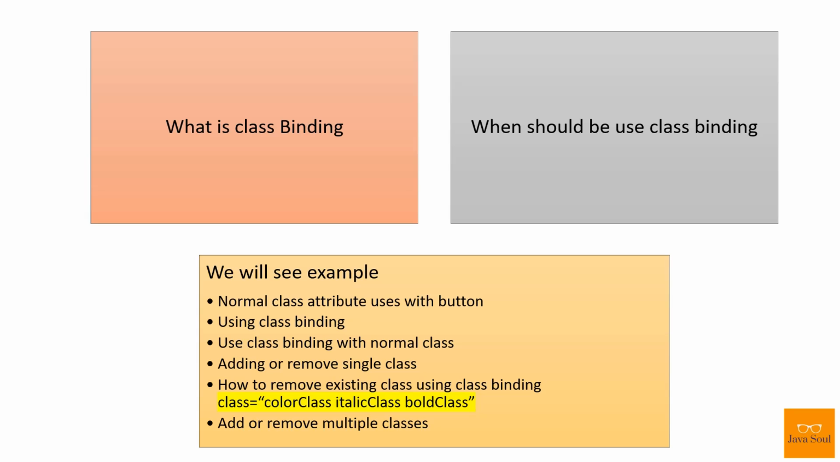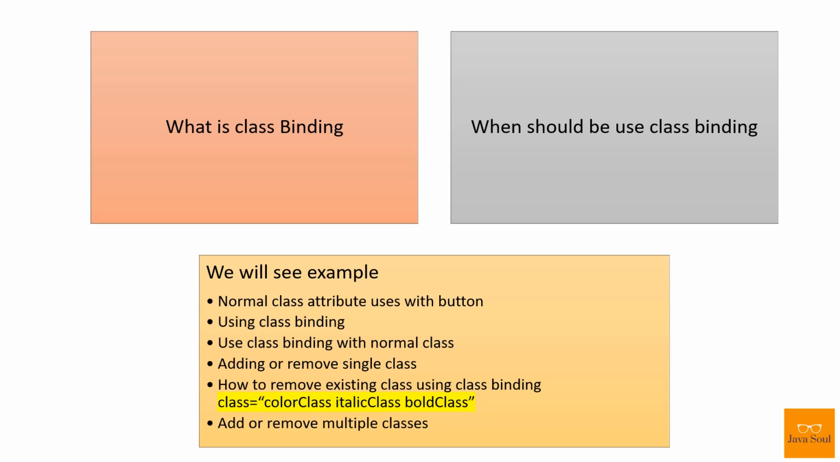Let's start. And this is the agenda. We will discuss what class binding is, when we should use class binding, and we will see the following examples. We will use the normal class attribute, and then we'll use class binding, and class binding with the normal class. We will use two classes, one is class binding, another one is a normal class. And add and remove the single class.